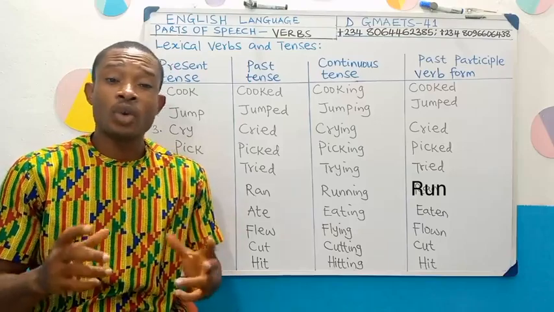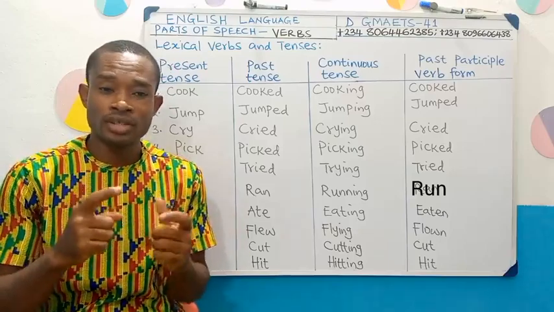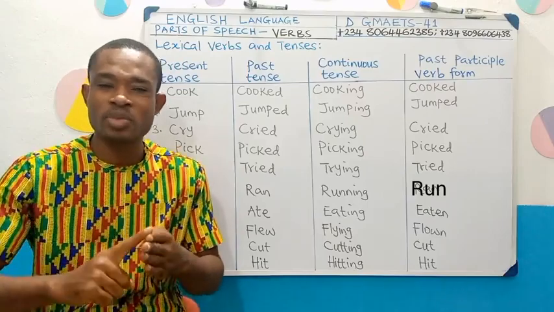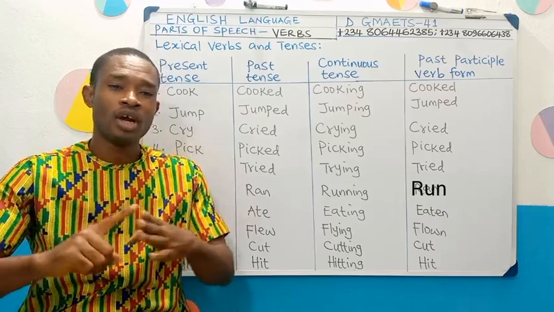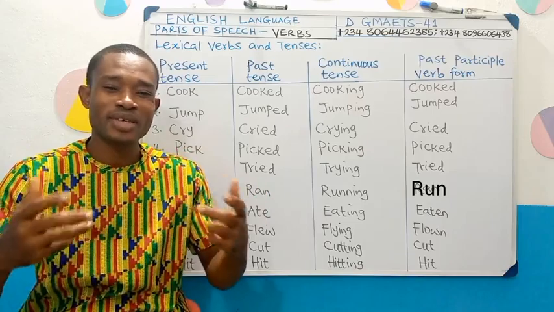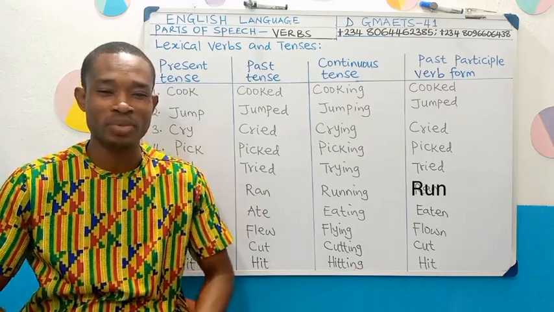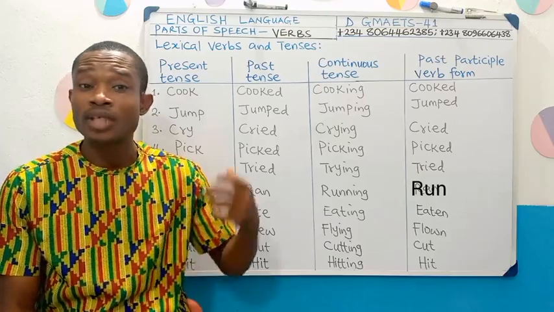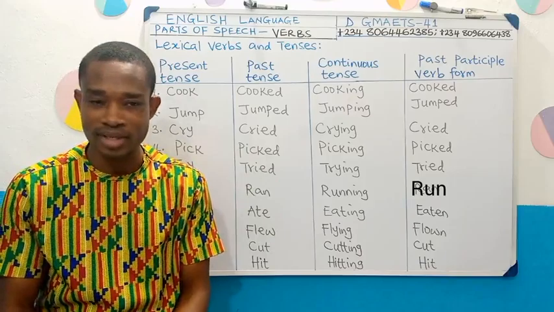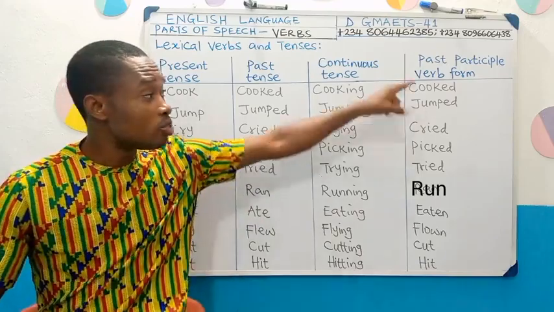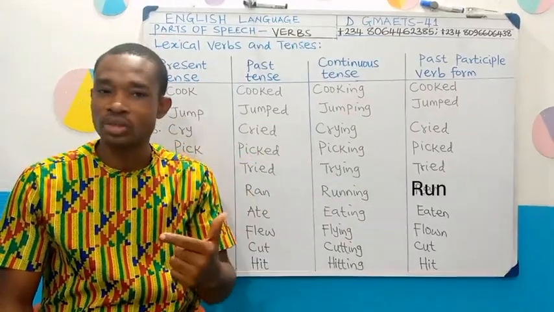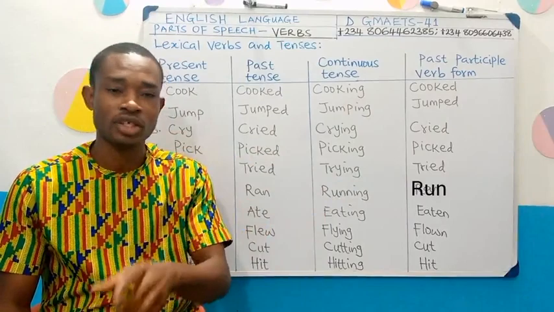In this video, I would like us to learn the present tense, the past tense, the continuous tense, and the past participle verb form of some main verbs, some lexical verbs, some action verbs, okay? Now here on the board, I have these examples. But before I move on, please, let me say this. This past participle is a verb form. We don't call them tenses in English.